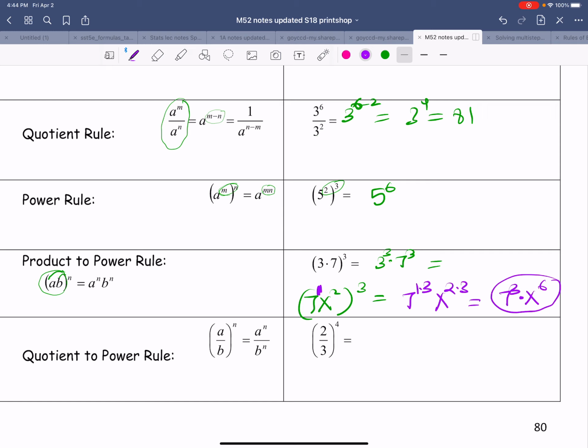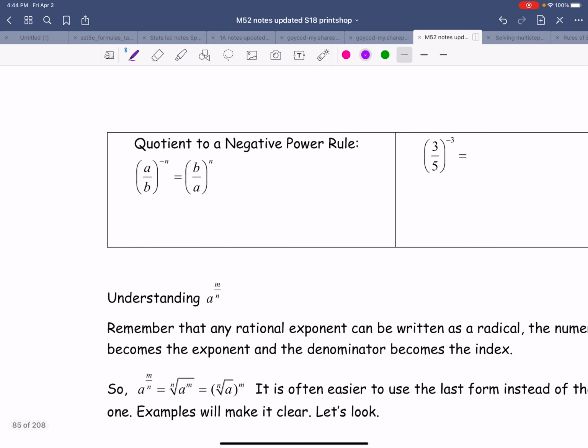Quotient to power rule. So if you have a quotient and a power of the quotient, every single base gets that power. Every single base inside the quotient gets the exponent. Here, to do 2 over 3 raised to the fourth power, I can express it as 2 to the fourth power divided by 3 to the fourth power, and then we can simplify from there.